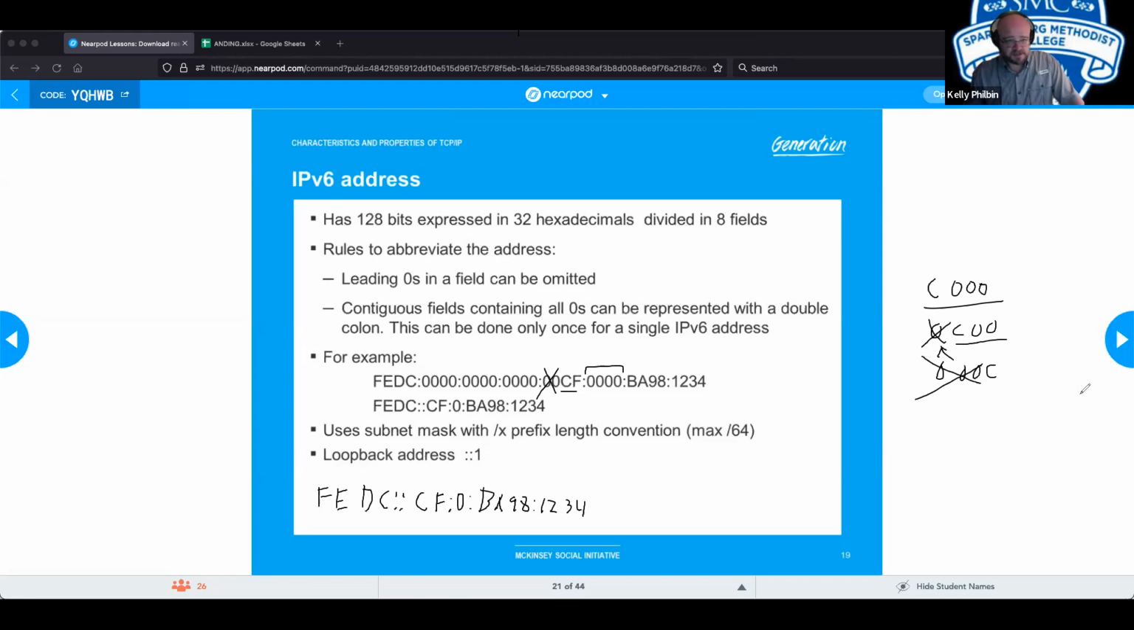Does that make sense, Joseph? Sure. And if I had 0, C, 0, 2, I would eliminate this one, and C02 would have to remain. So only remove the ones at the front.